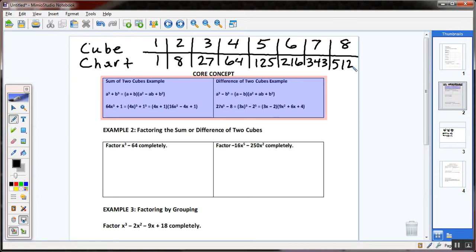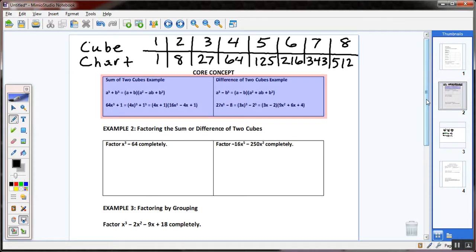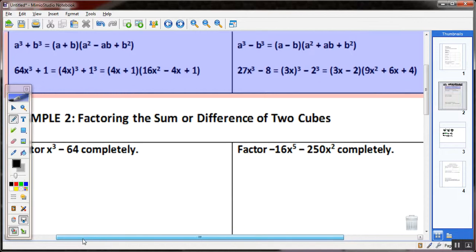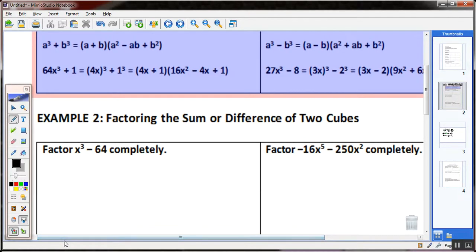Okay? So let's see if we can figure out this first one right here. Down here in example 2, it says factor x cubed minus 64 completely. Now kids, I have a question. Is this a sum or difference of cubes? It's a difference, so I'm going to write, okay, so we have a difference.